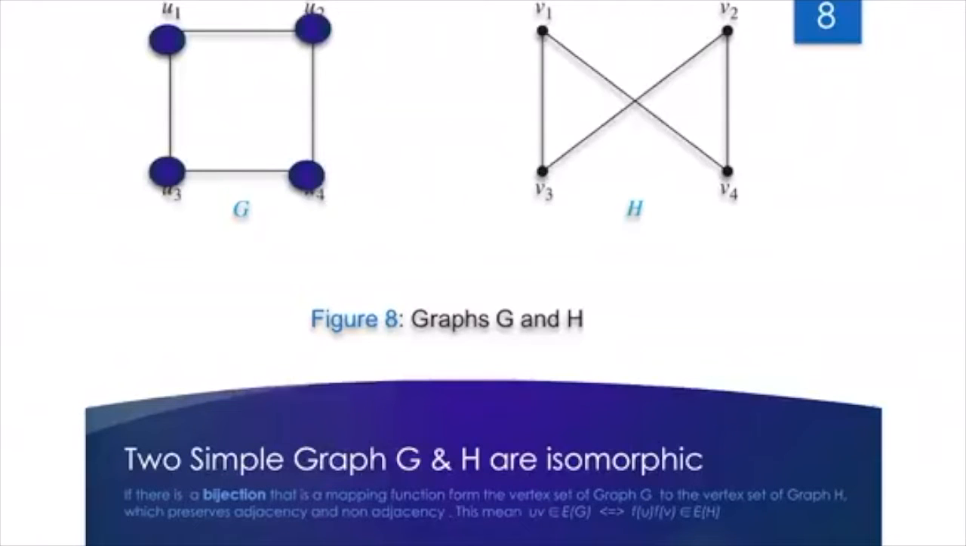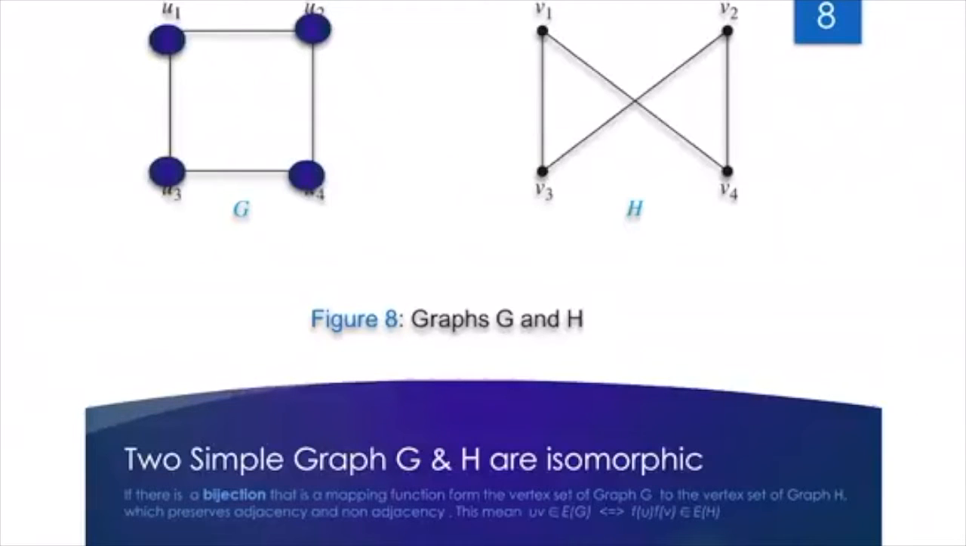Bijection, what do we mean by bijection? Okay, I will explain now. If you map U1 to V1, U2 to V4, U3 to V3, and U4 to V2, this type of mapping is called a bijection.